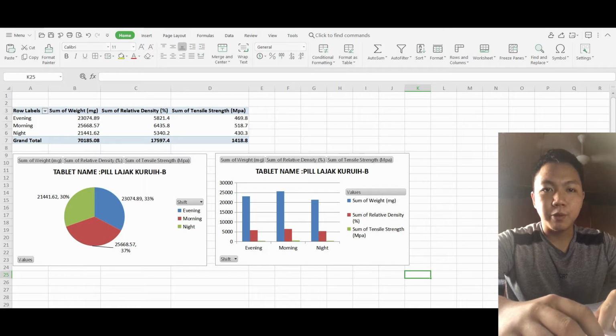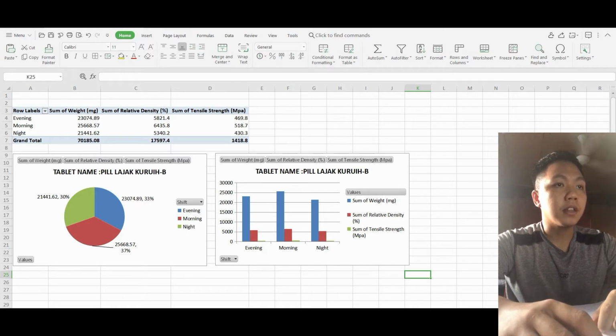Hello, my name is Brandon Frederick, and I will describe and summarize the simple data of our assigned Lajak Laku tablet, which is tablet B, produced in January 2020. From the data given, 200 sample data were collected from 3 different production shifts, which are the morning, evening, and night shift. The data collected were the weight, relative density, and the tensile strength of the tablet.